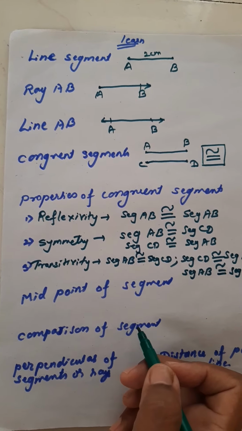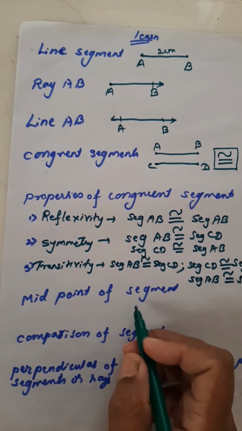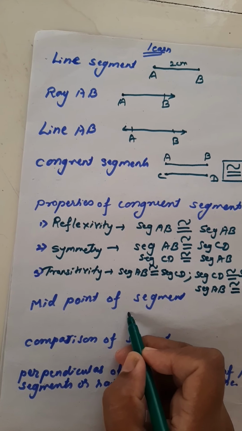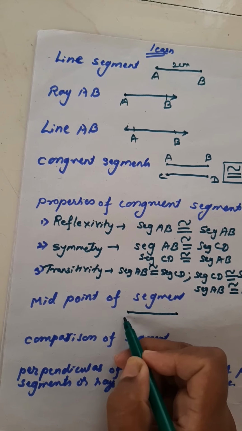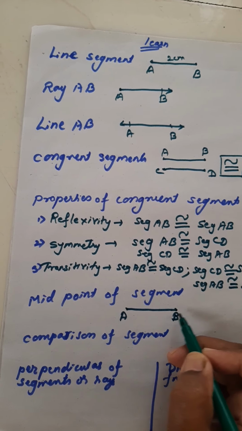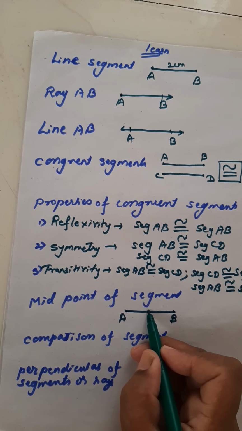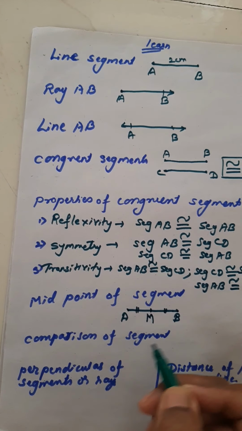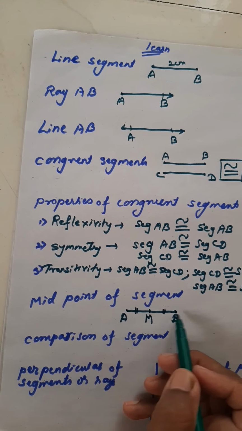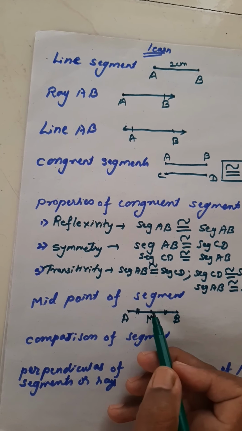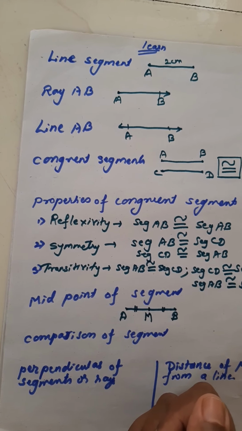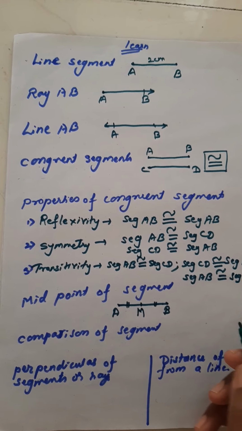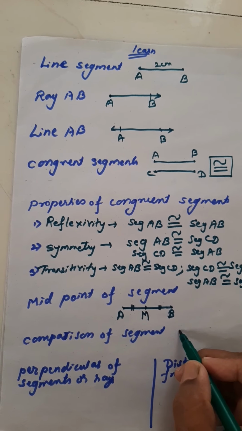Now we will study about the midpoint of the segment. What do you mean by the midpoint of the segment? I will draw here segment A and B. Okay, midpoint means what? Here I will write M. Both the measures are same. If this AB is of 2 centimeter, then AM is 1 and MB is 1 centimeter. Understand?